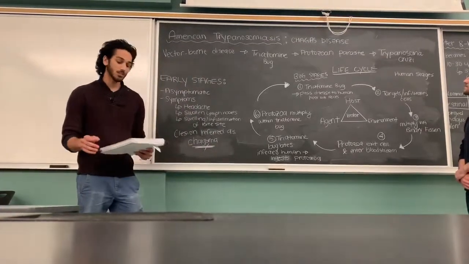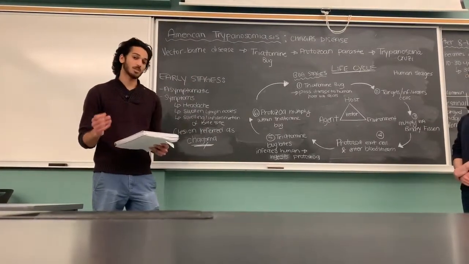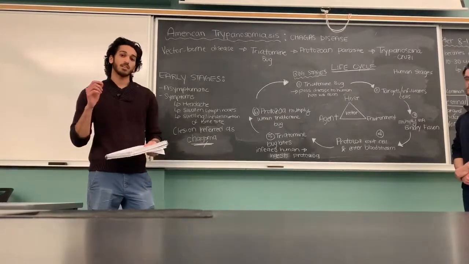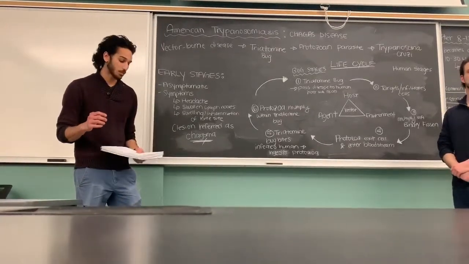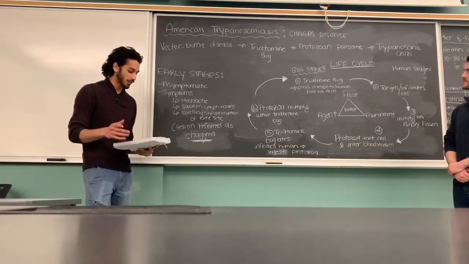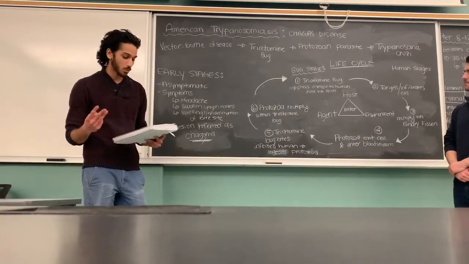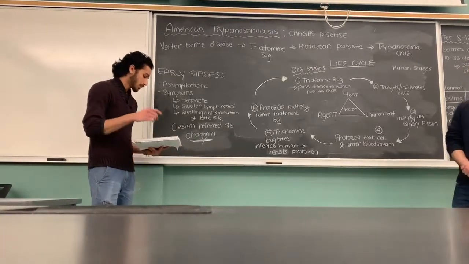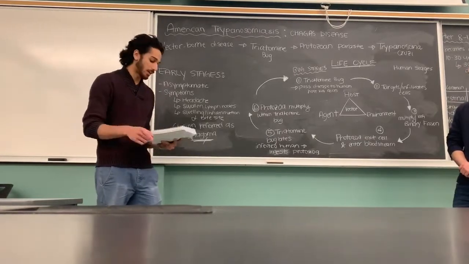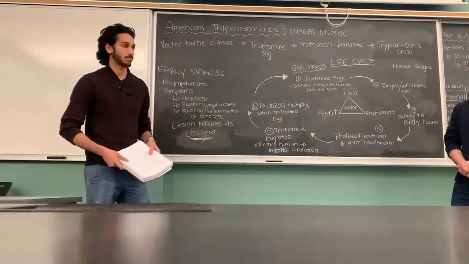Okay. Early stages of this disease usually are asymptomatic. And if there are symptoms, they usually consist of headaches, swollen lymph nodes, and swelling of the bite site. The lesion which is left behind from the bite is usually referred to as a chagoma.